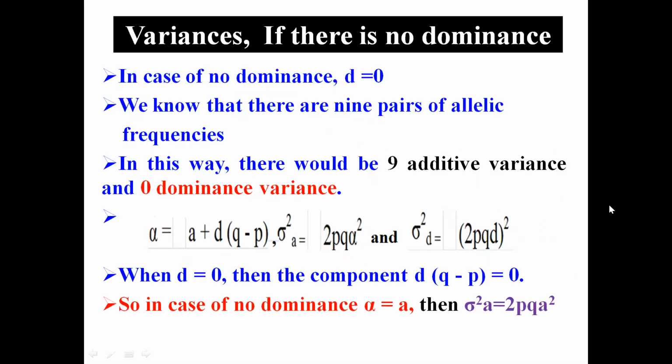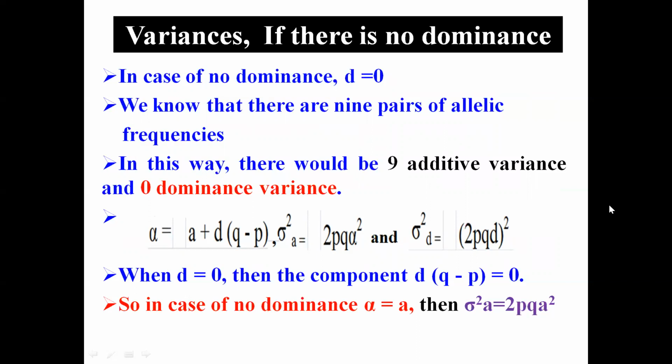Now, what would be the variances if there is no dominance? Our first situation. In case of no dominance, d is equal to 0. And we know that there are 9 pairs of allelic frequencies. So in this way, there would be 9 additive variances, 9 genotypic variances, but 0 dominance variance. Why 0? Because d is equal to 0.